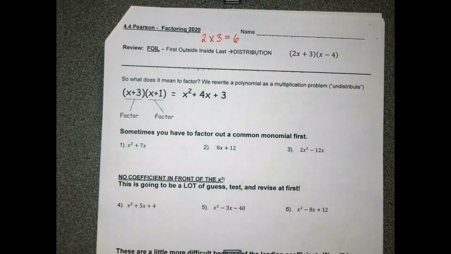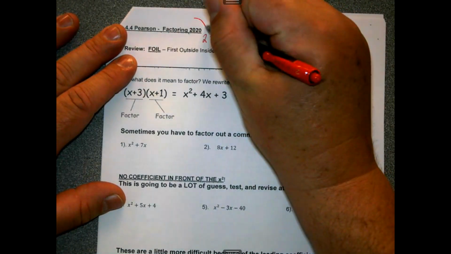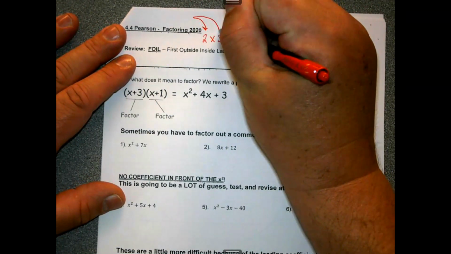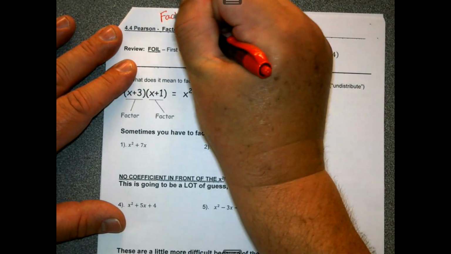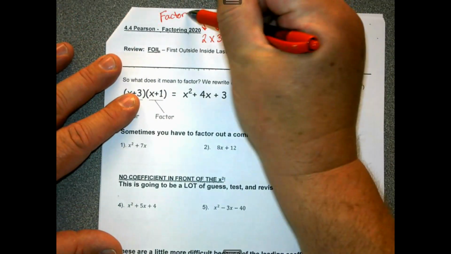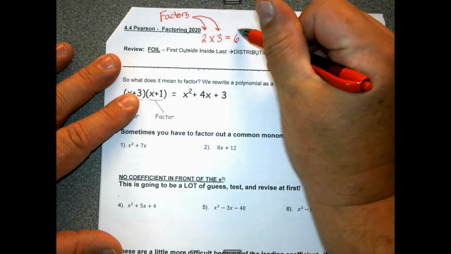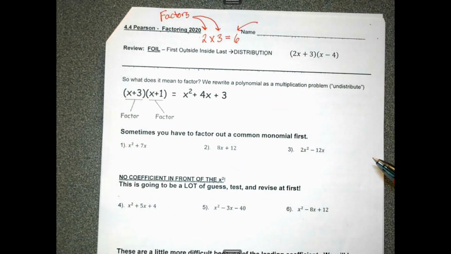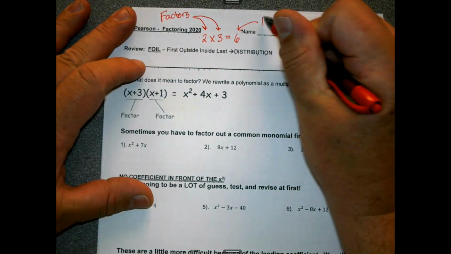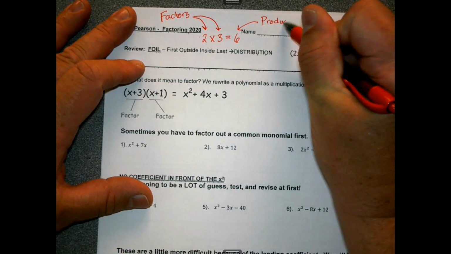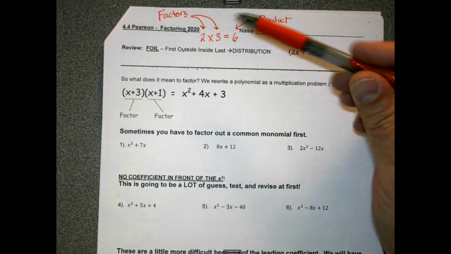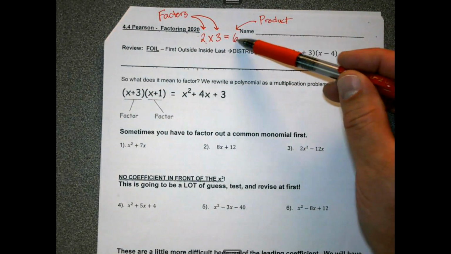It's kind of like one of those "are you smarter than a fifth grader" questions, because it's one of those things that you know, but you can't explain. These are called factors, right? Okay, they're factors. If those are factors, what's the six called? Product, right? Product. So I take a factor, multiply it by another factor, and I get the product.